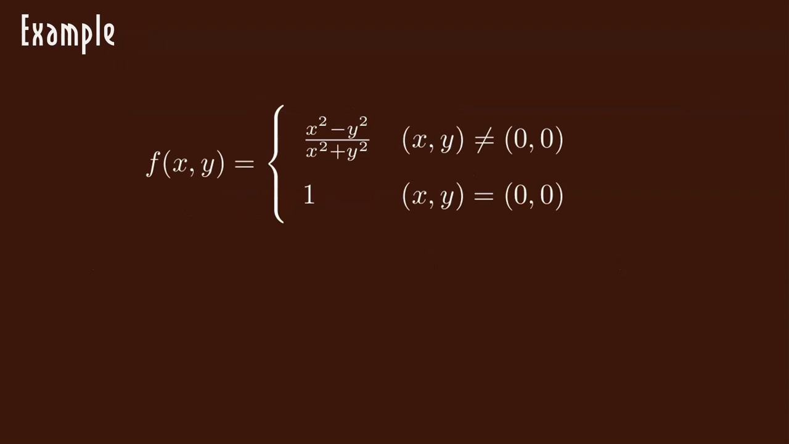So here's one. I have x squared minus y squared over x squared plus y squared. And so this function, the domain is everything but 0, 0. But at 0, 0, I define the function value to be 1. Now we already know that the limit as we approach 0, 0 doesn't exist. We did a couple slides ago. So this function is not continuous at 0, 0.